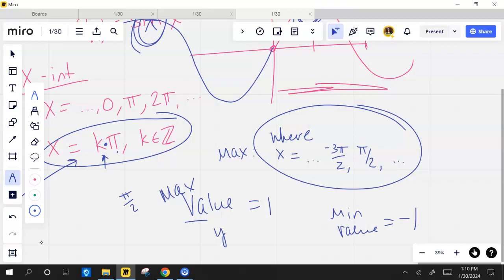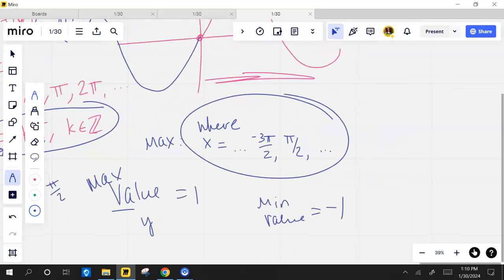You tell me what you think you would do for the minimum. Negative, keep going, negative pi over what? Yep, because it's a half a pi. Where's the next one? Yeah. Yes. Dot, dot, dot.